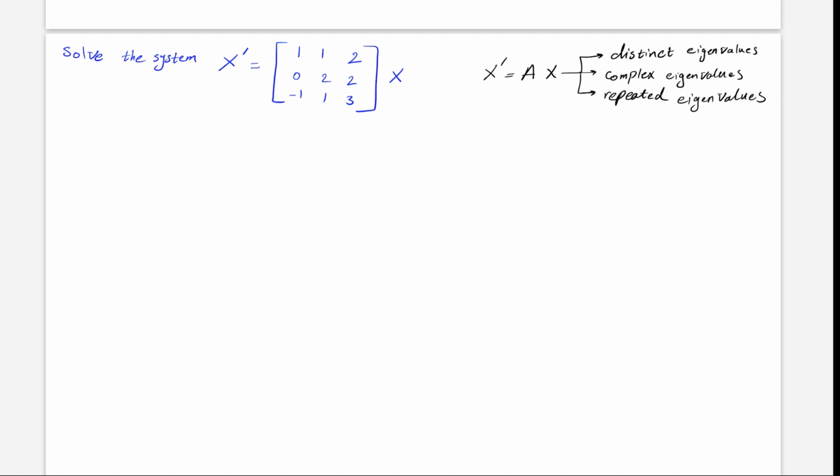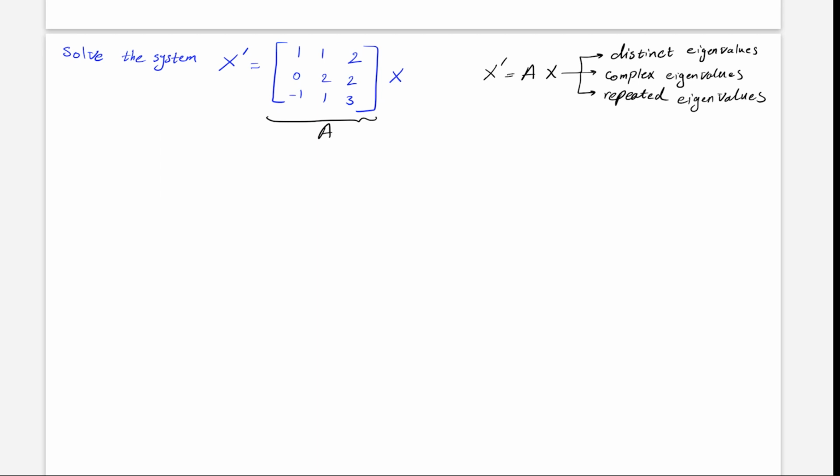So here we have a question, and we're asked to solve the system. This matrix is A, which is a coefficient matrix that consists of just constants. There is no variable inside. So we want to solve this.